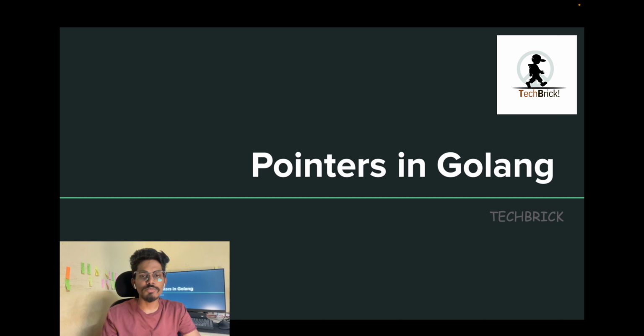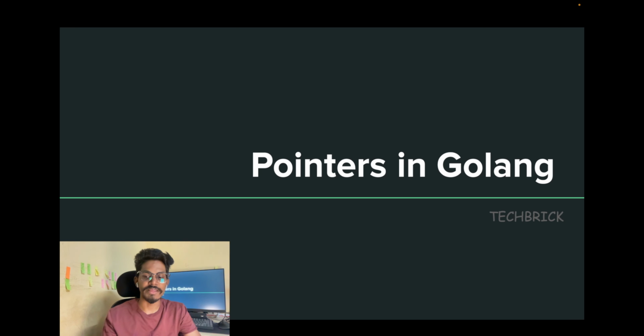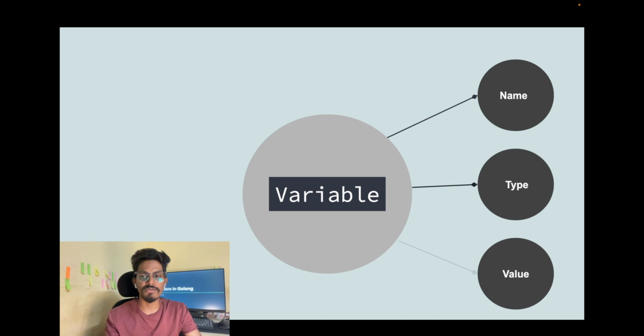Before we go deep dive into pointers in Golang, we will try to understand the correlation between pointers and variables. In my previous video, we have already discussed the variables in detail. If any of you have not yet watched it, I would recommend you to watch it. Variables have certain properties: a name, a type, and a value associated with it. Along with these three properties, a variable also has an address.